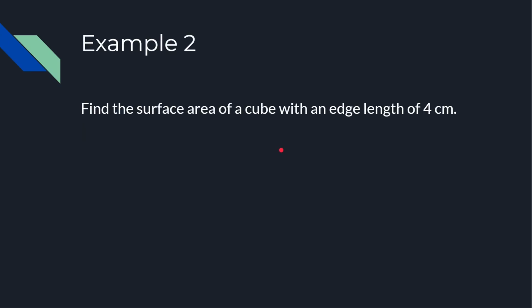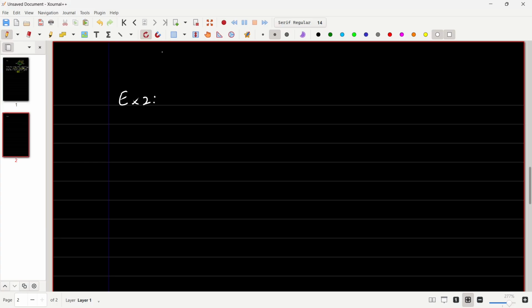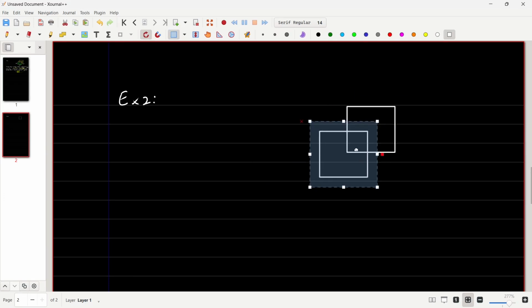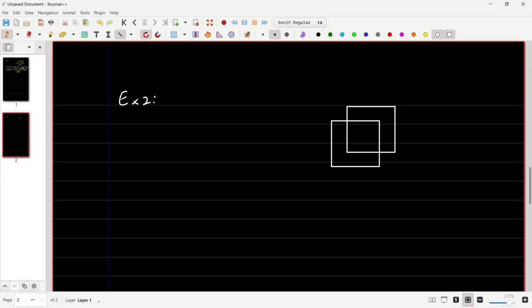Let's try this example. Find the surface area of a cube with an edge of length 4 centimeters. Now for this one, I don't need to draw a shape, but I'll draw a shape first. Next, we calculate the surface area.